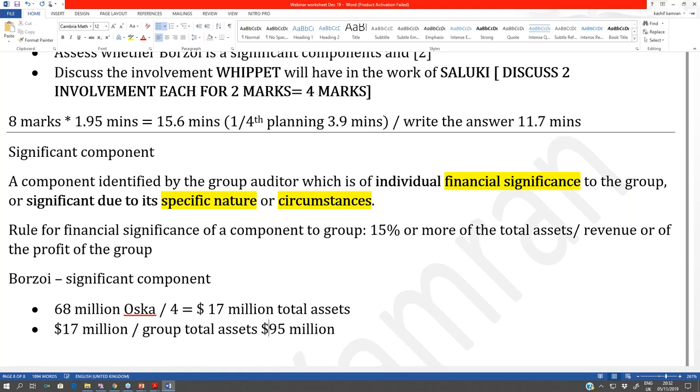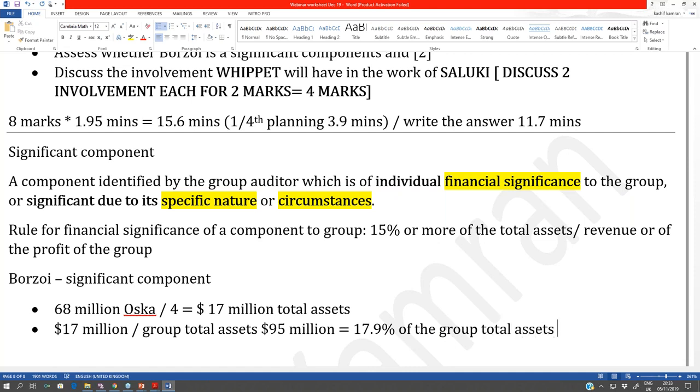How much is the percentage? Please just confirm one thing for me: 68 million ACCA, when you divide that by 4, what's the answer? Okay, that's 17 million, right? 17 million is the total assets, right? Okay. Now, when you divide the 17 million by the group total assets of $95 million, what's the percentage? 17.9% of the group total assets.